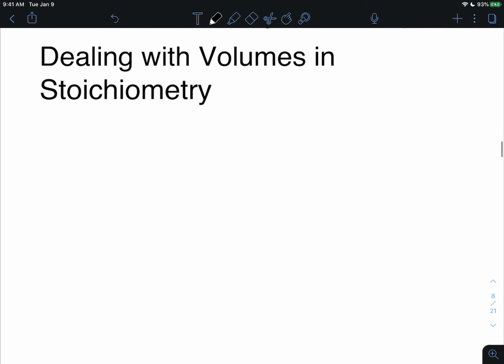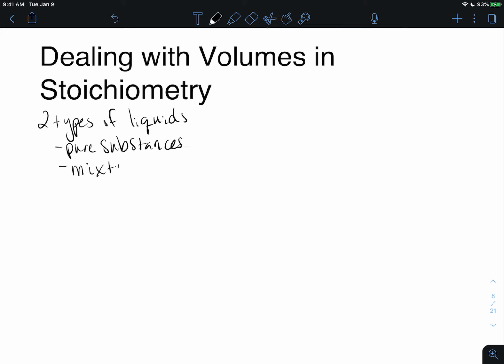Okay, now, you may be wondering, how are we going to deal with volumes? It's pretty easy to go from mass to moles using our molar mass. But now we need to think about what we're going to do if we have a volume within stoichiometry. And when we're talking about volumes, there are going to be two types of liquids: pure substances and mixtures. Mixtures we are not yet able to deal with in the liquid form. We're going to look at it in the next unit, so wait on this.